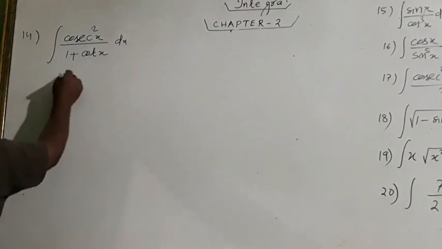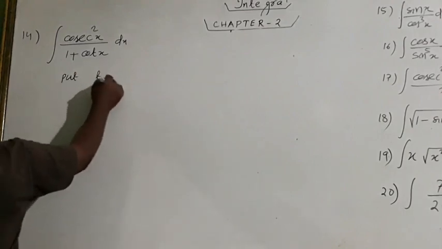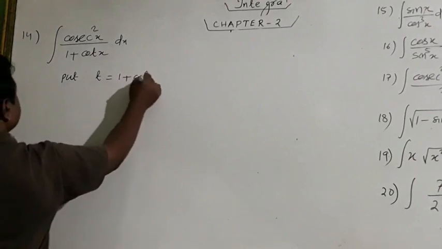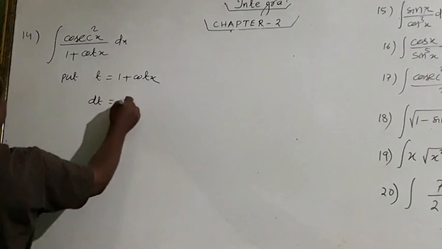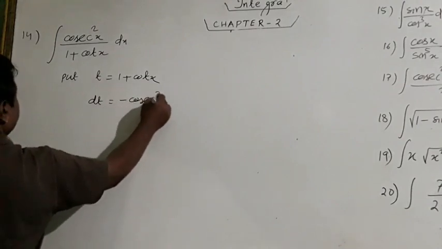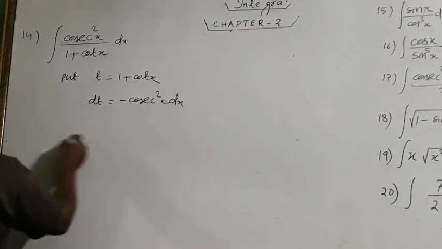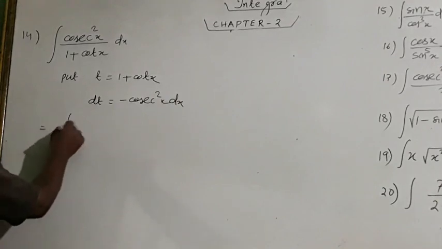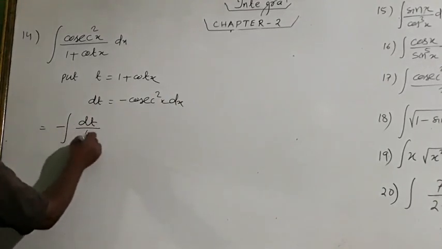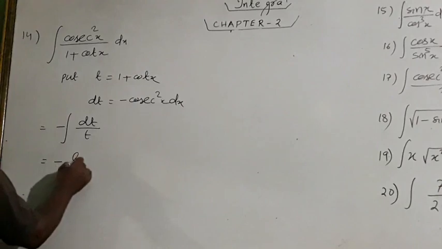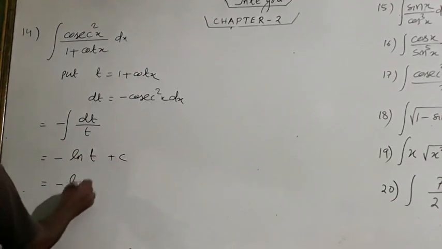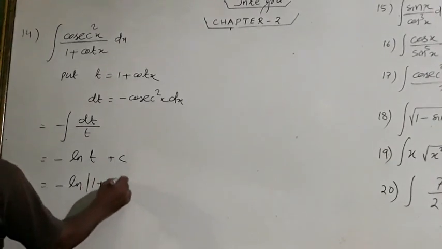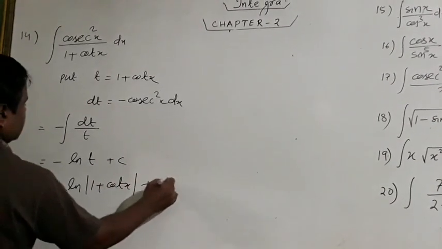So here what you have to do? Put t is equal to 1 plus cot x. Look at it, it becomes dt, and derivative of 1 is 0, derivative of cot x is minus cosec square x dx. It becomes what? Minus dt by t. It is minus ln t plus c. T means what? Minus ln of 1 plus cot x plus c. Okay.